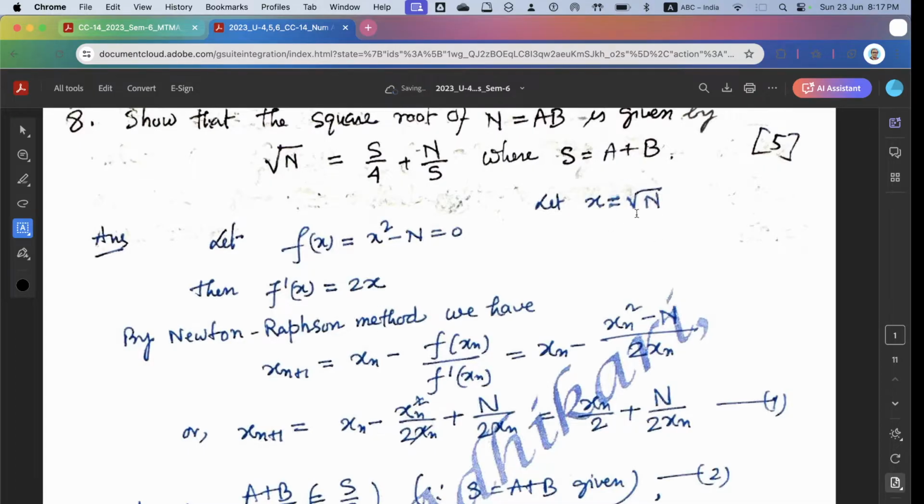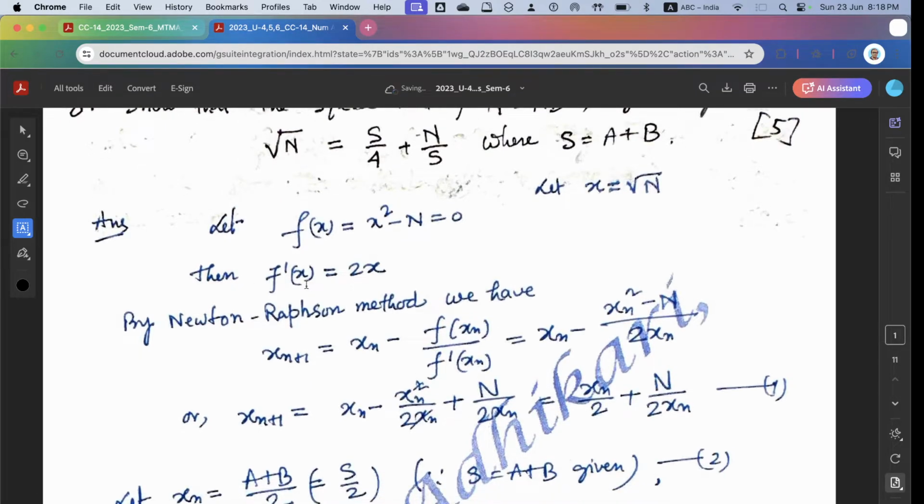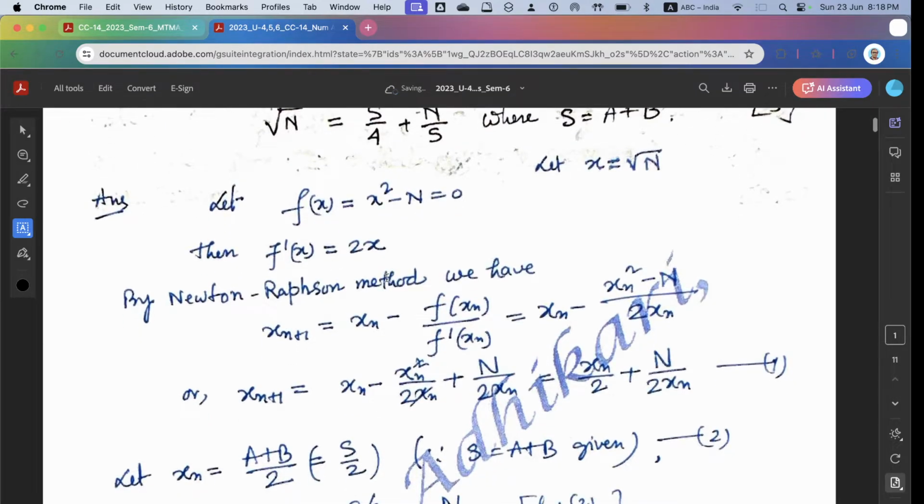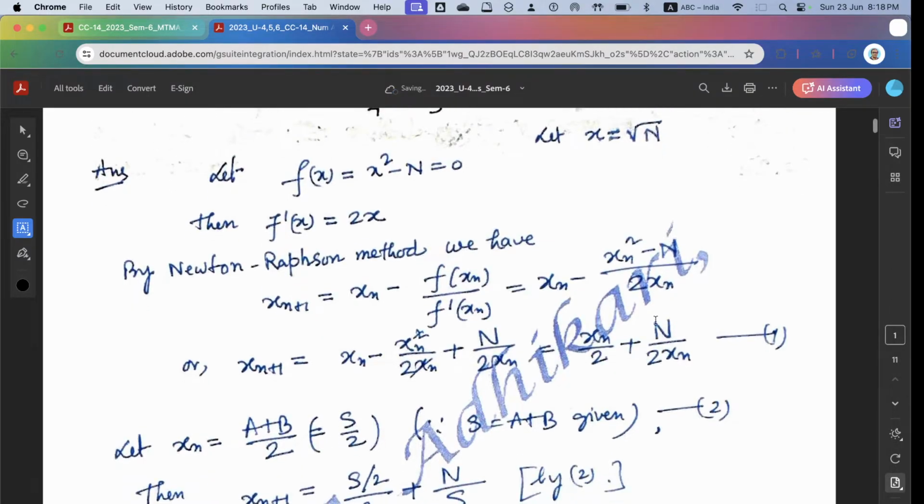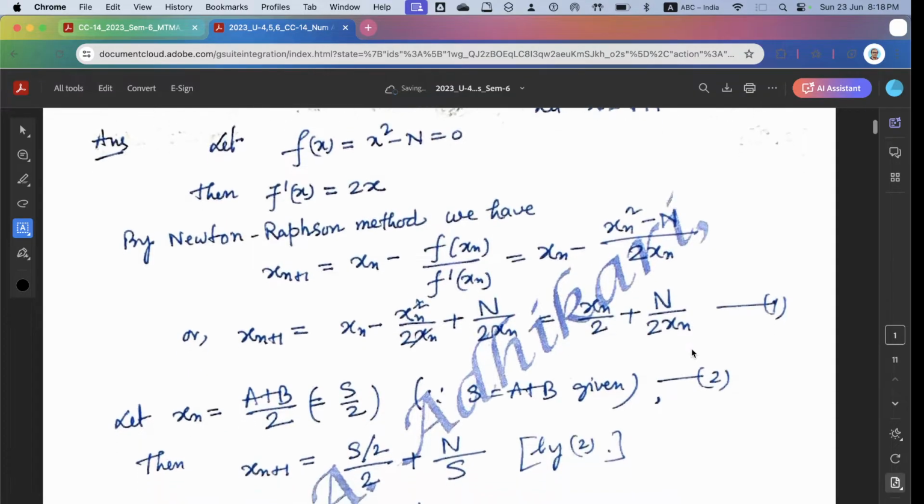Let x equal to the square root of n. Then let f(x) equal x squared minus n equal to 0. So f dash x equals 2x. By Newton-Raphson's method, the iteration formula is x(n+1) equals xn minus f(xn) by f dash(xn), equals xn minus (xn squared minus n) whole divided by 2xn. After simplification, we get x(n+1) equals xn by 2 plus n by 2xn.